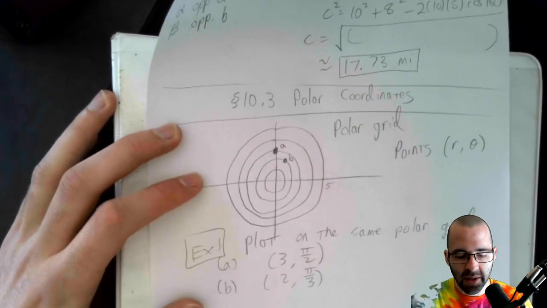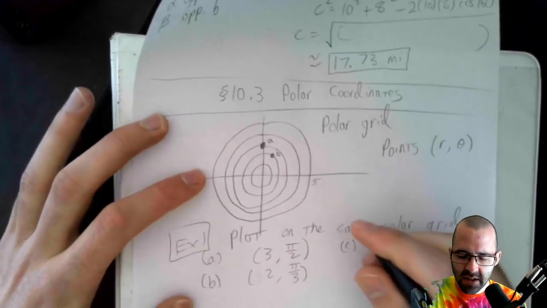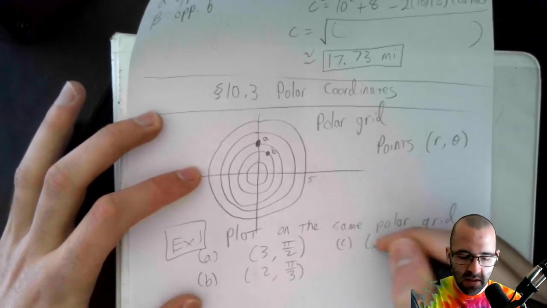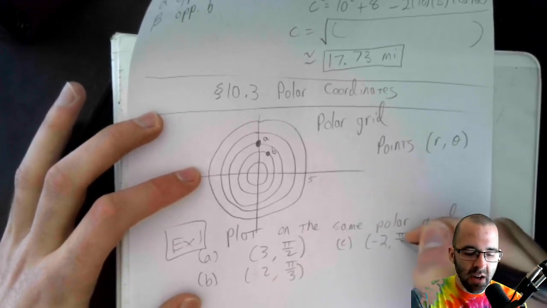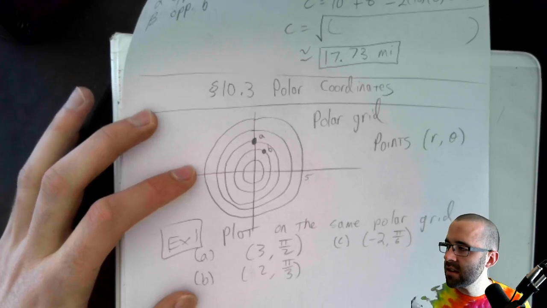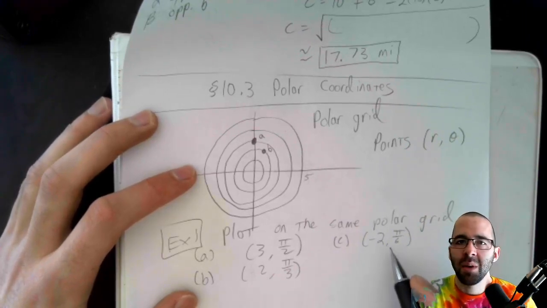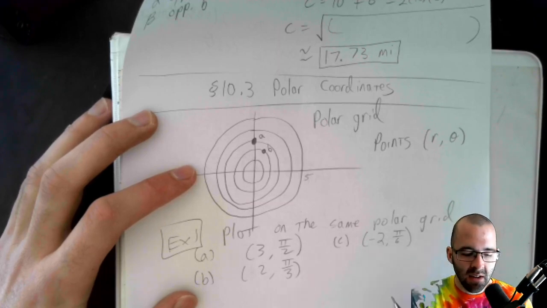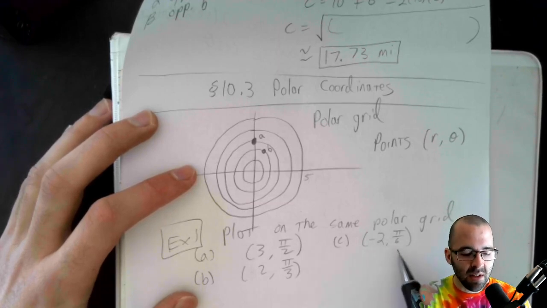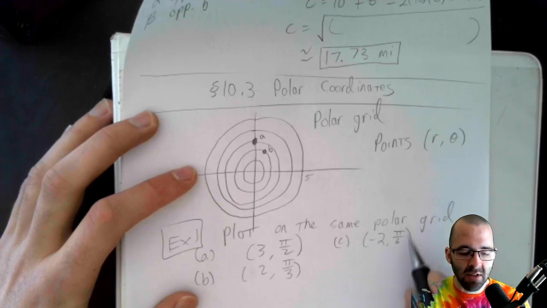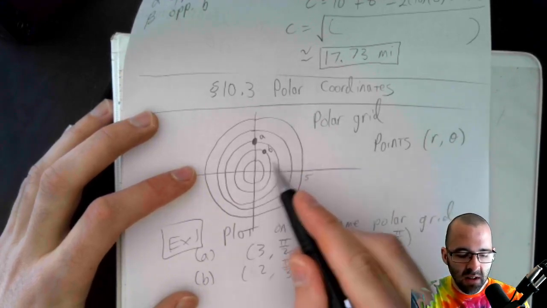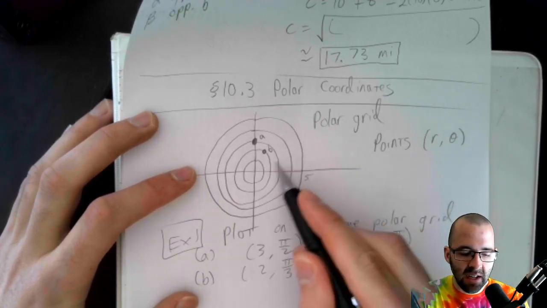Okay. And that's all we're doing here. It can look a little different if you get something like part C, -2 and pi over 6. But I think it's sort of intuitive what we do here. I don't know if anyone has any guesses, but at the very least, we're going to find pi over 6, 30 degrees. So 30 degrees kind of looks like here.